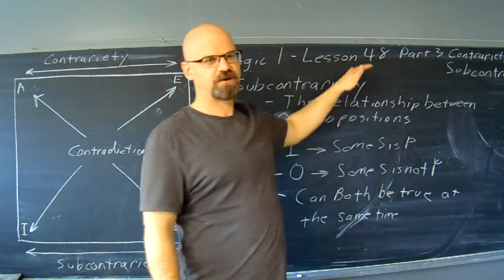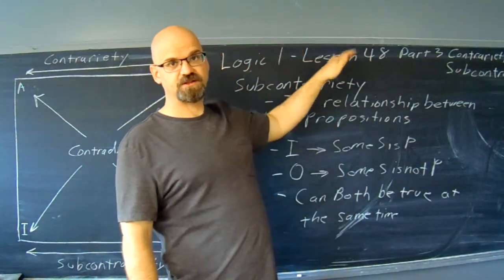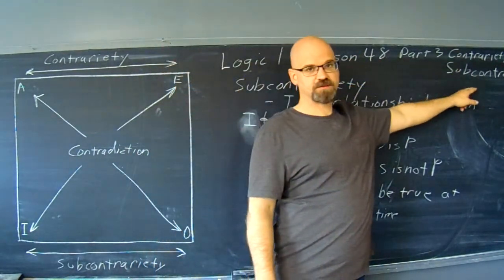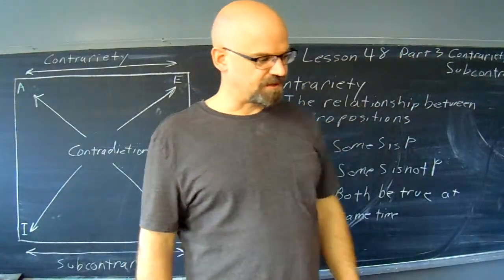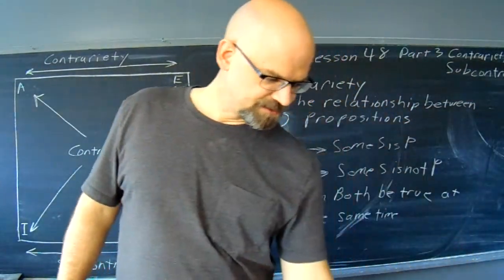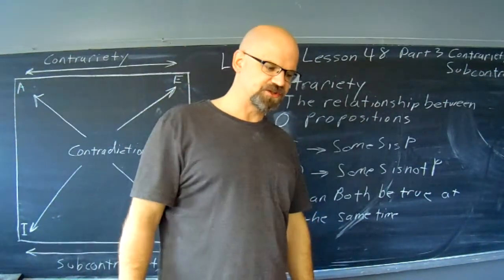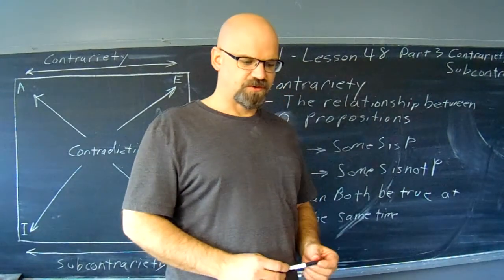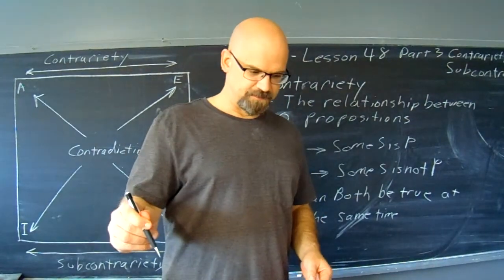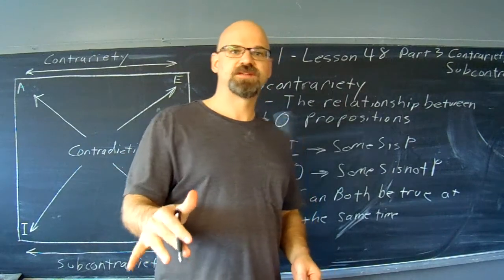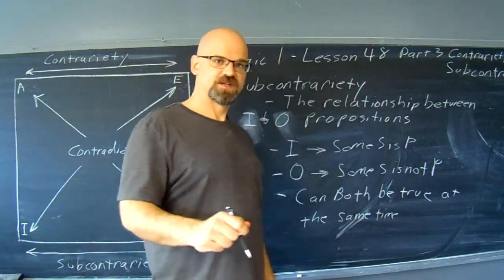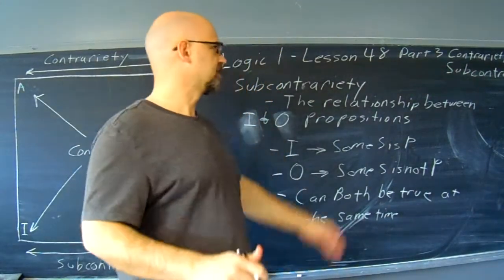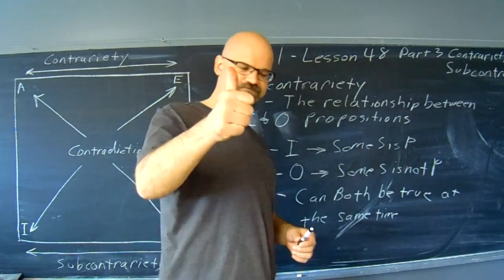You should have already written down lesson 48. You don't have to write this part down again. You already have lesson 48, contrariety and subcontrariety. The last thing we wrote down in our notes for that lesson was that if one contrary proposition is false, it does not necessitate the truth or falsity of the other one. That should be the last thing you wrote down in your logic notes, and you're going to continue under that with this same lesson. Got it? All right.